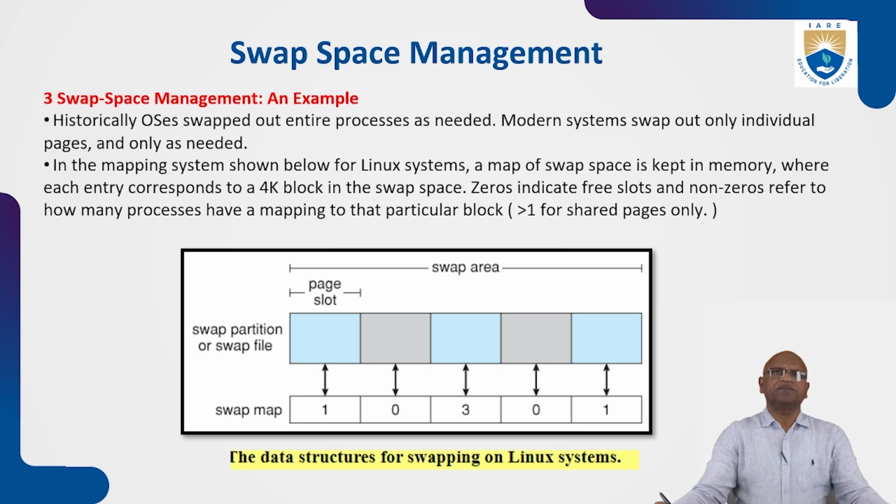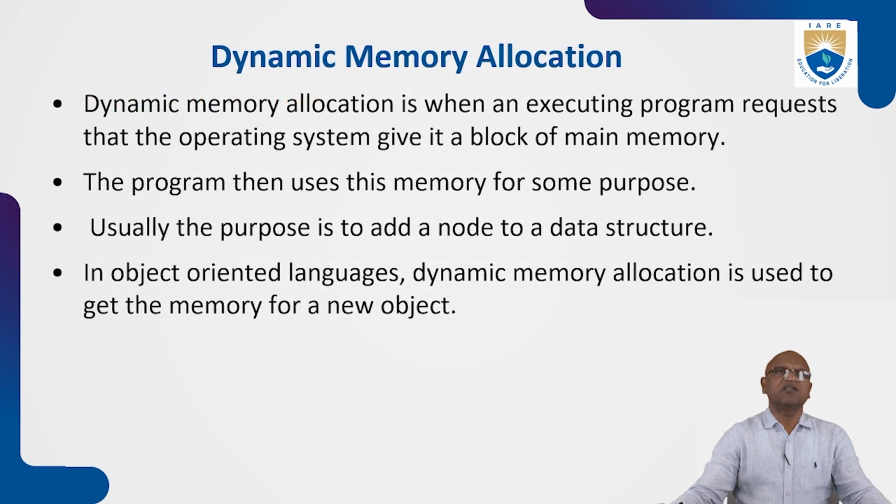Whenever we are deleting a file, we clear that space. Clearing means deleting, which means we are swapping out, and that will become a hole left in the memory. So if you look at this in dynamic memory allocation, what is dynamic memory allocation? Dynamic memory allocation is when an executing program requests that the operating system give it a block of main memory.